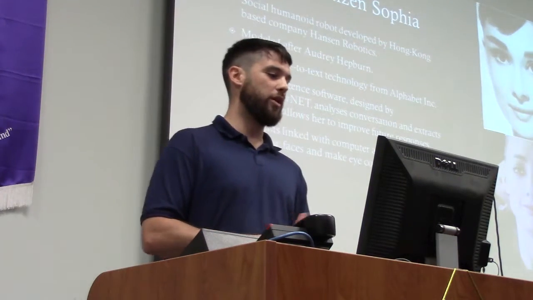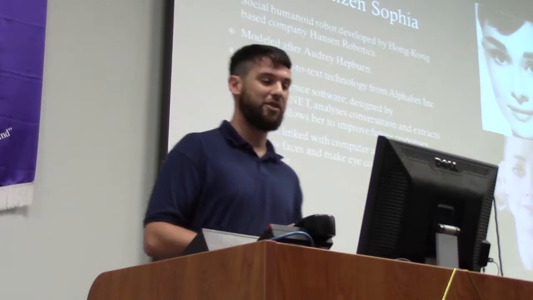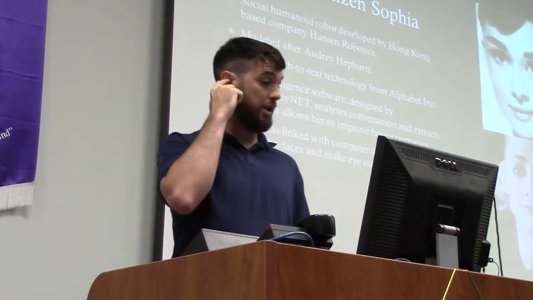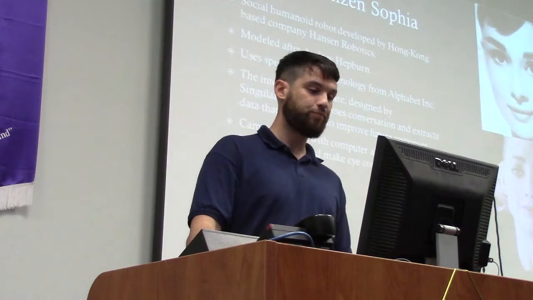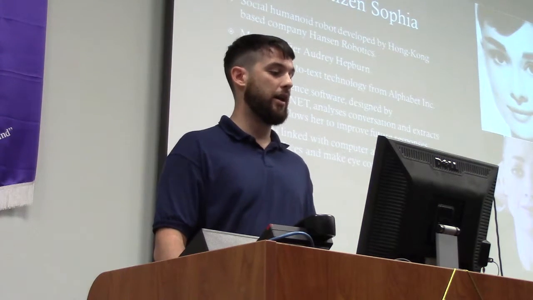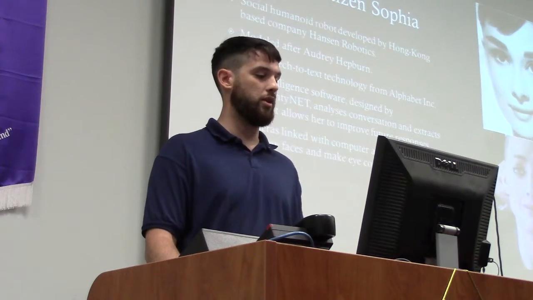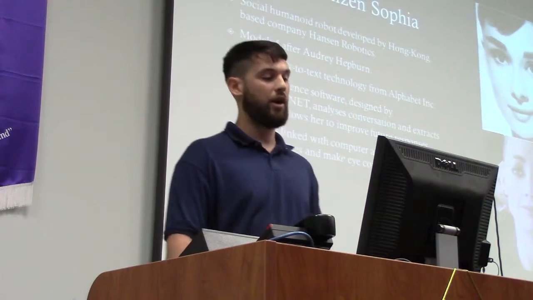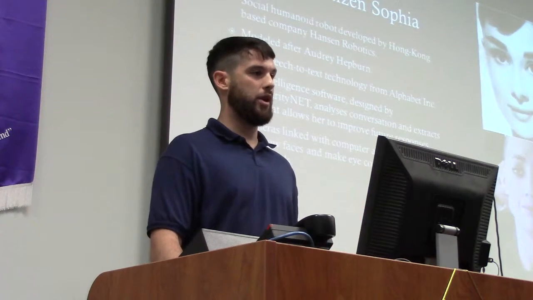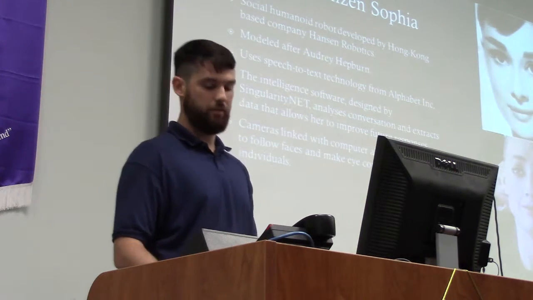She's a social humanoid robot developed in Hong Kong by Hanson Robotics. It's actually modeled after Audrey Hepburn. That's the top picture, I guess you can tell. It uses speech-to-text technology from Alphabet Inc., which is actually the same thing that Google uses for Duplex. It uses SingularityNET to analyze conversation and extract data, and it allows her to basically learn from every conversation. So the more she talks to people, the more she can get better at her responses. In her eyes, they have cameras linked with computer algorithms. This allows her to make eye contact, follow head movement, and also to store digital images so she can remember people after she's met them.